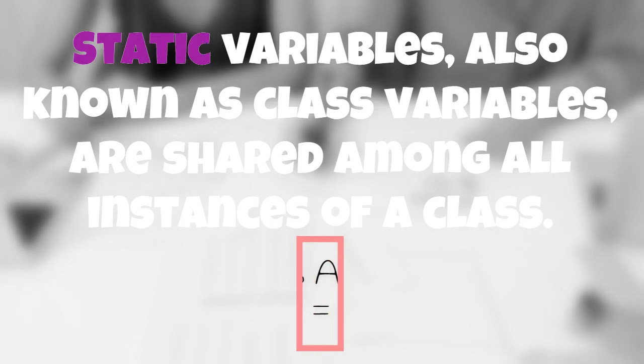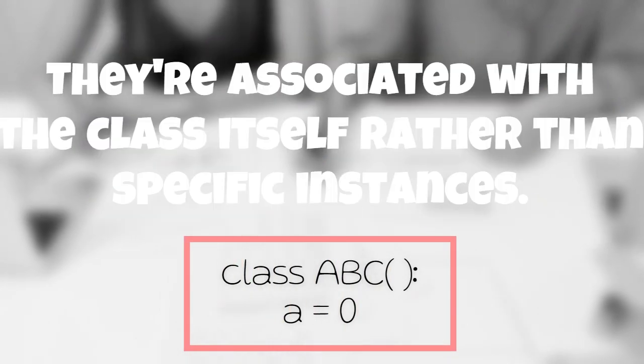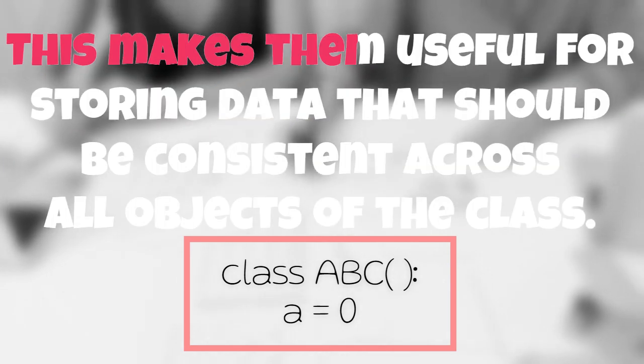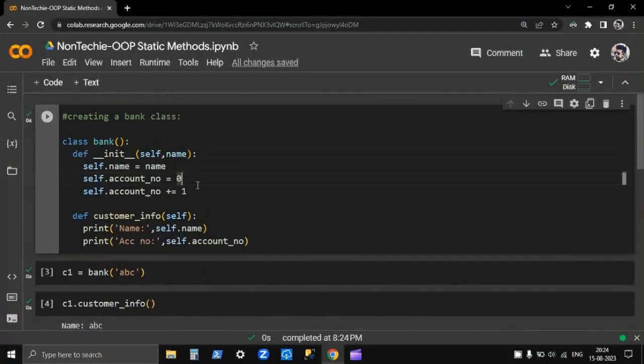So static variables, also known as class variables, are shared among all instances of a class. They are associated with the class itself rather than specific instances. This makes them useful for storing data that should be consistent across all objects of the class. Let's get back to the screen and see how we can implement it.